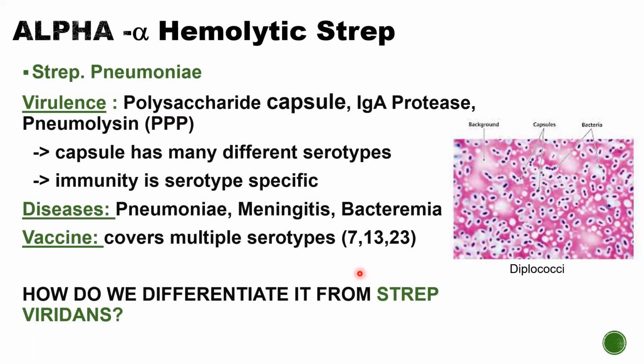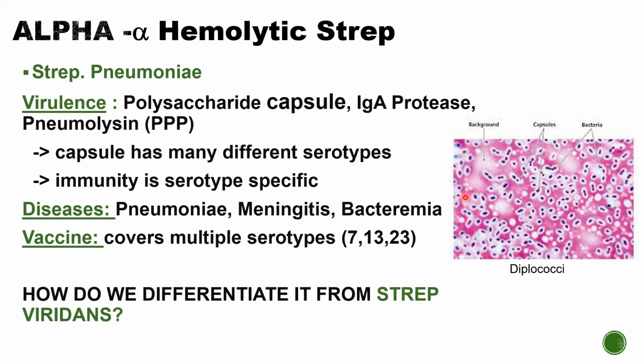Again, how do we differentiate it from strep viridans? Do you guys remember? It's alpha hemolytic. So what does the alpha look like? Optochin, exactly. Optochin sensitivity can help you differentiate whether it's strep pneumo or strep viridans. So strep pneumo is optochin sensitive or resistant? Sensitive, exactly. And viridans is optochin resistant. So this is how we can tell the difference between them.